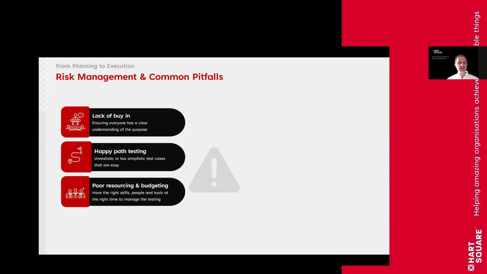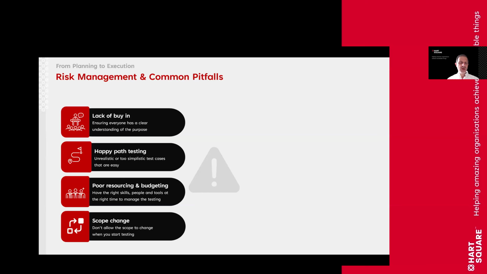Poor resource and budgeting in terms of making sure that you have the right skills and people to look at doing this in the right way, and making sure that they have the time to manage the testing. So that's about backfilling and working with the organization to get everybody to realize that when users take on user acceptance testing, they won't have as much capacity to do their day jobs, and that takes careful planning and even budgeting at times to make sure that you've got backfill to support those people.